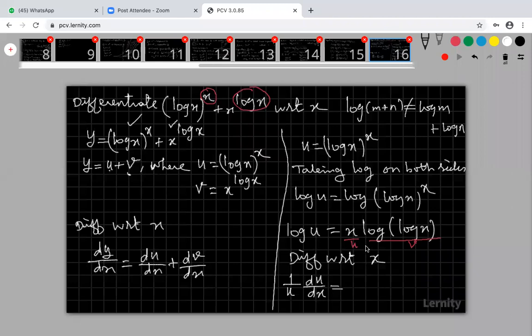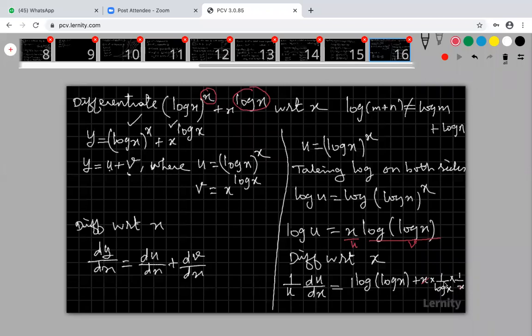What is the uv formula? Product rule: u dash v plus u v dash. u dash means 1 times log of log x. That is u dash v plus u v dash. v dash means this is 1 by log x, the differentiation of log of log x. This is considered as x, log x, that is 1 by x. Log x differentiation is 1 by x. Again, you differentiate this log x, 1 by x. This x and this x cancelled.